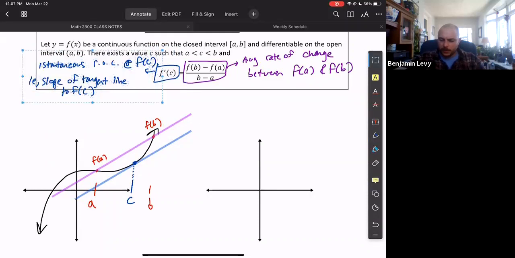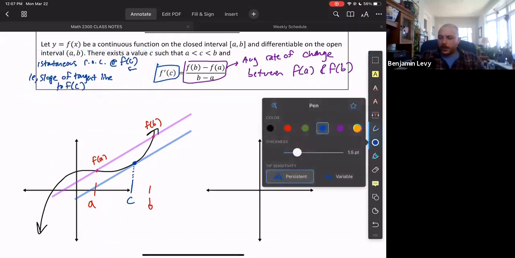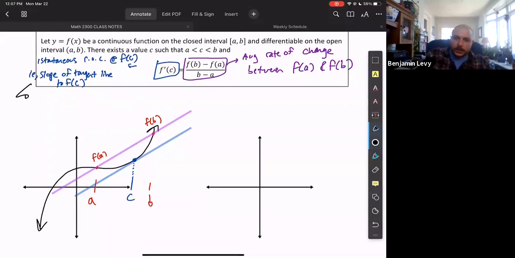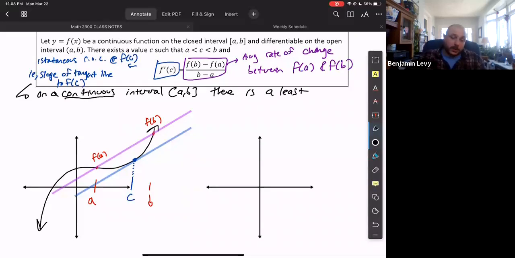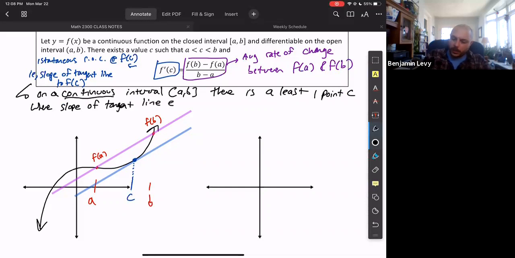Shrink this up a little bit. So in words, it might be good to write this down in words. It tells us on a continuous interval. Continuous is key here, right? So it's got to be continuous. On a continuous interval [a, b], there is at least one point. I guess it's worth noticing that it could be more than one point. It's usually just one. So there's at least one point we call c, where the slope of the tangent line is the same as the average rate of change, right? Where the slope of the tangent line equals the average rate of change between the endpoints.